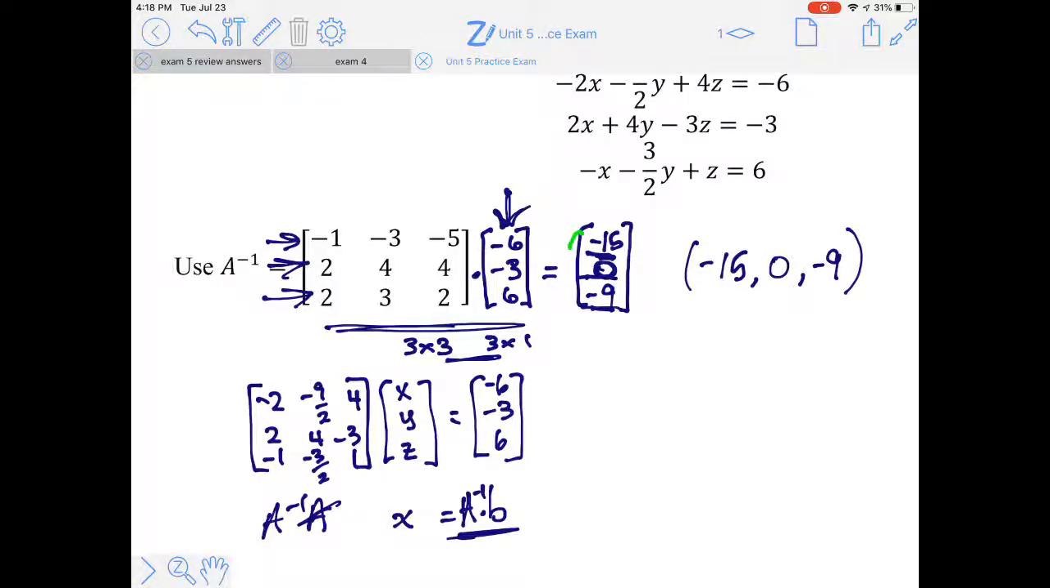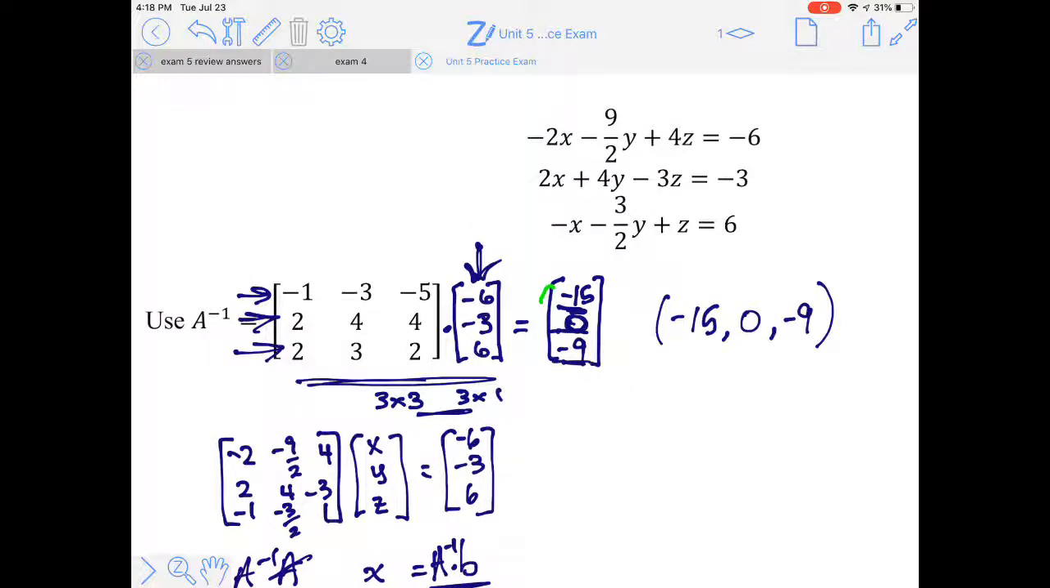And what do we do once we think we have an answer? You check it on all three equations. Check your answers. So -15 times -2, that's 30. Plus 0, minus 36, that's -6. I trust the math. -30 plus 0 plus 27, that's -3. And then 15 plus 0 minus 9 is 6. And it works.